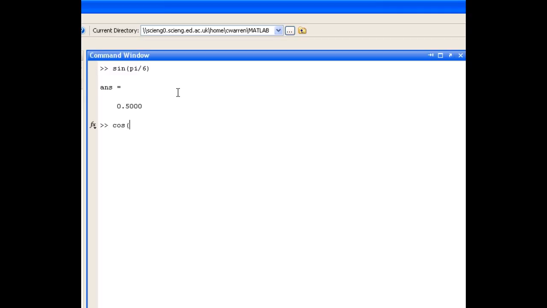Then we have cos pi. Oops, tan of pi over 2, and lastly sine squared pi over 6 plus cos squared pi over 6. And sine squared and cos squared are simply sine of pi over 6, all squared, plus cos of pi over 6, all squared. And you'll spot the deliberate mistake here. That should be pi divided by 6, not pi divided by 2.